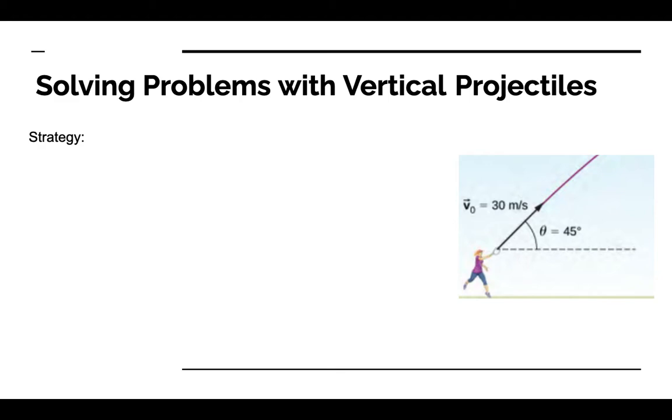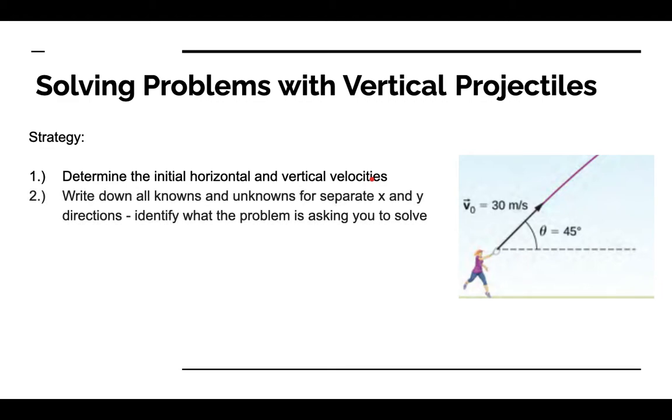So let's look at the problem-solving strategy for vertical projectiles. The kinematics process is still overall the same, except the first step now is that we're going to determine the initial horizontal and vertical velocities. Following that step, we proceed through all of the steps that we usually follow with kinematics. We write down all our knowns and unknowns for separate x and y directions, and we identify what the problem is asking us to solve for.